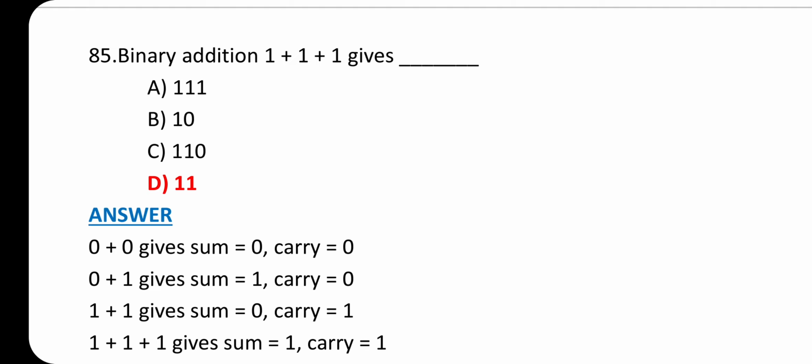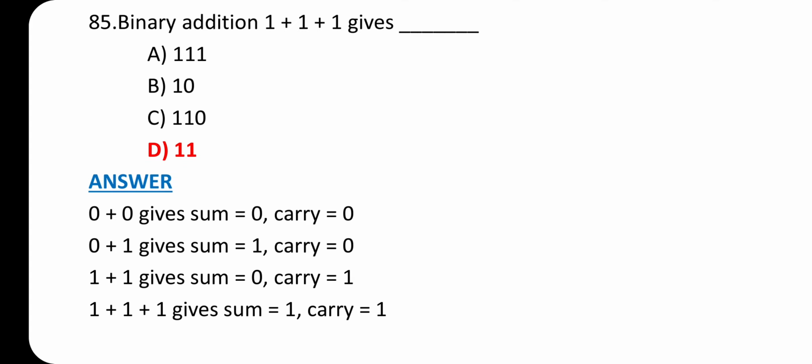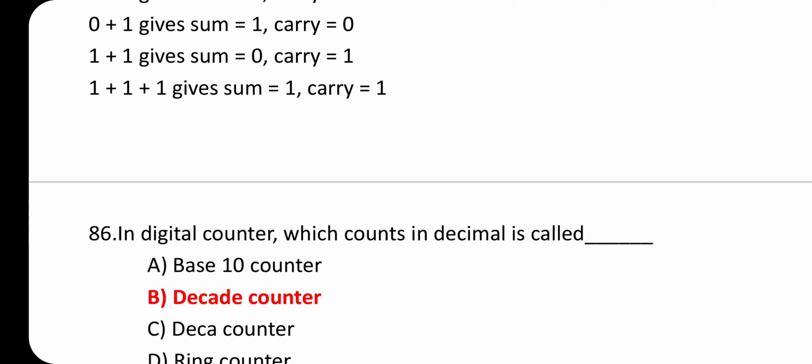Binary addition 1 plus 1 plus 1 gives, answer is option D, 1 1. That is, 0 plus 0 gives sum 0 and carry 0. 0 plus 1 gives sum 1 and carry 0. 1 plus 1 gives sum 0 and carry 1. 1 plus 1 plus 1 gives sum equal to 1 and carry equal to 1.